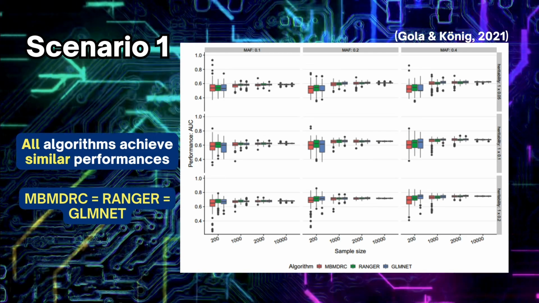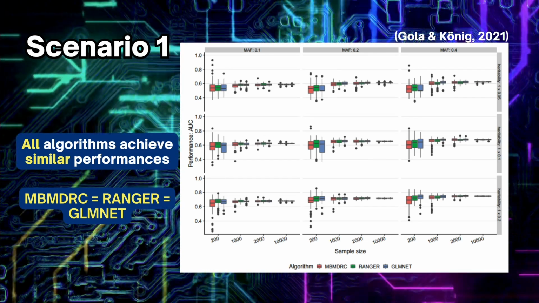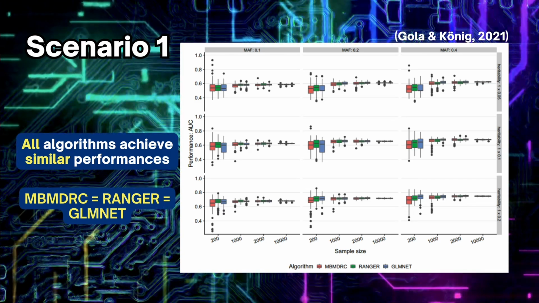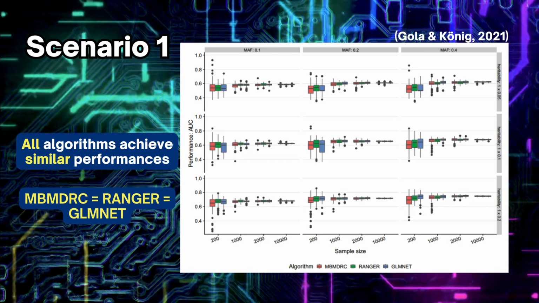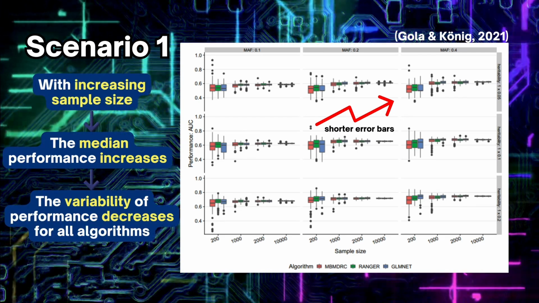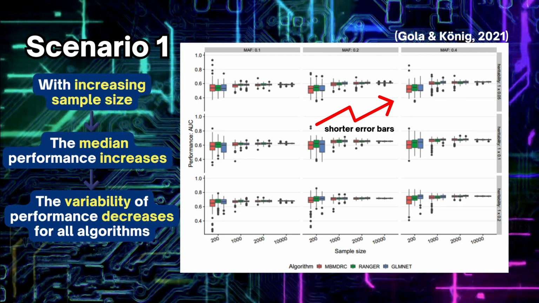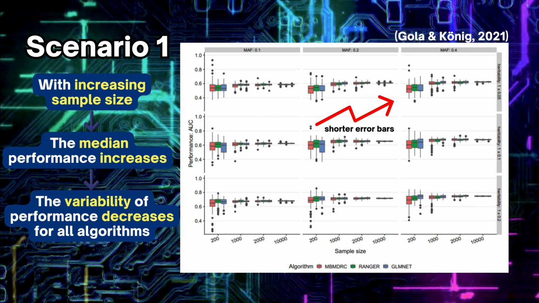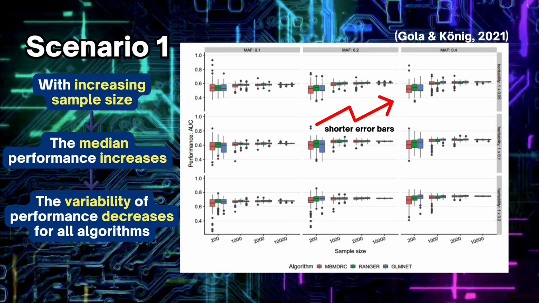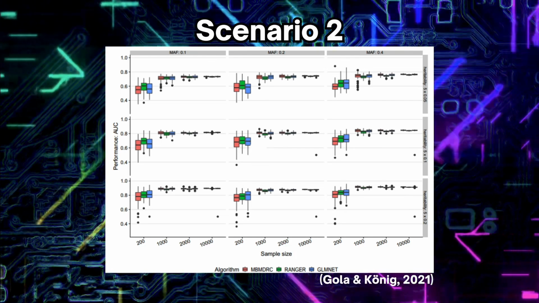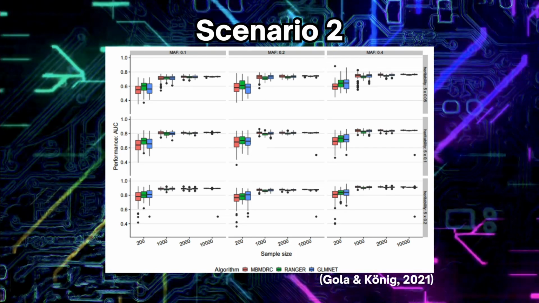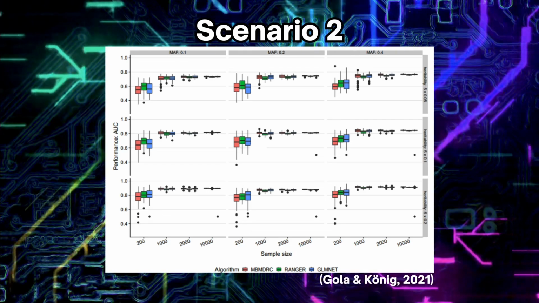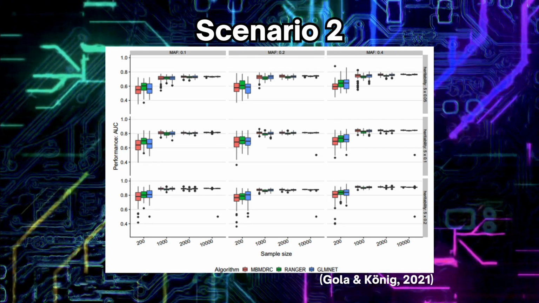In Scenario 1, which involved one single SNP, and Scenario 2, which involved 5 SNPs, where only main effects were simulated, all algorithms demonstrated identical performance levels. Then we can see that when the sample size increases, the median performance of all algorithms improves, and the variability in performance decreases. Comparing Scenario 1 and 2, it shows that the performance depends on the number of SNP combinations. This is expected, as the total heritability increases with the number of SNPs.